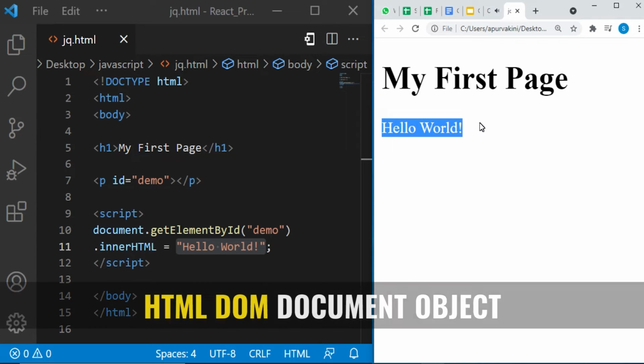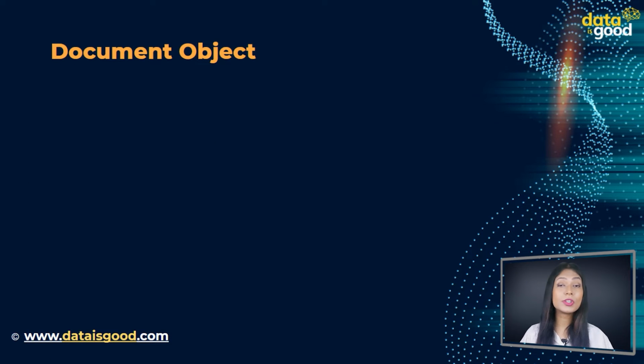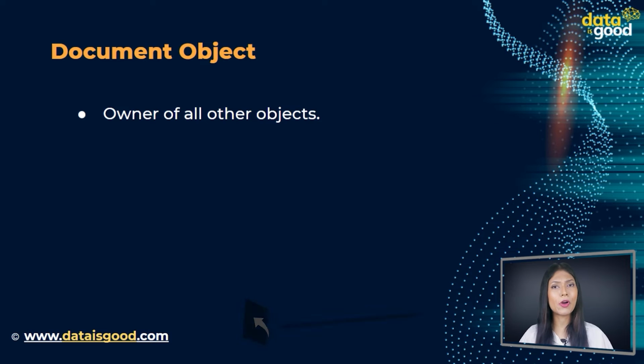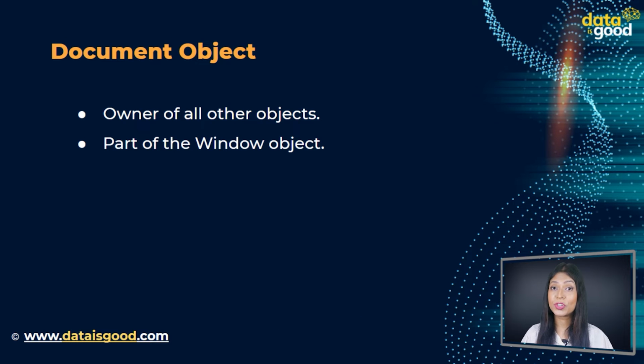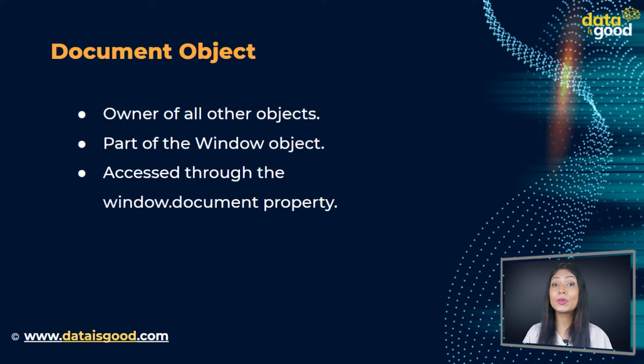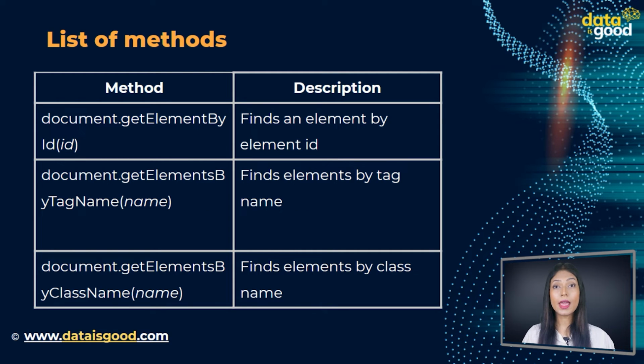Now let us talk about the HTML DOM document object. The HTML DOM document object is the owner of all other objects in your web page. The document object is part of the window object, and it is accessed through the window.document property. So these are some examples of how you can use the document object to access as well as manipulate HTML. Let us see the list of the methods that find the elements on the DOM with the help of a document object. Now we will see the list of the ways to change the HTML element.